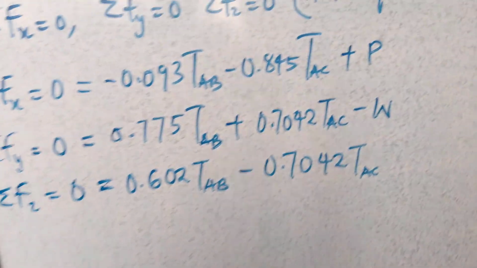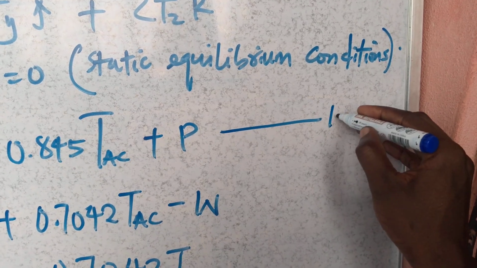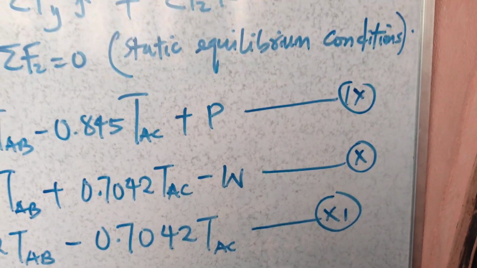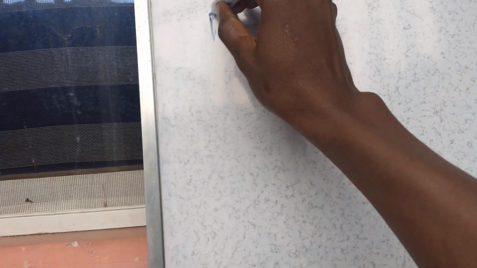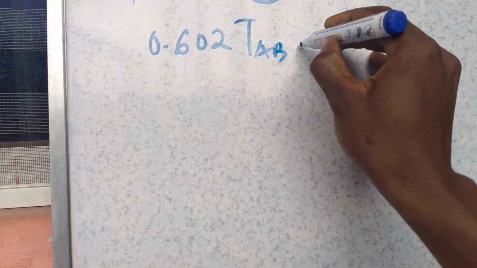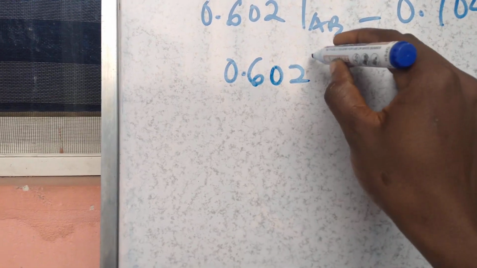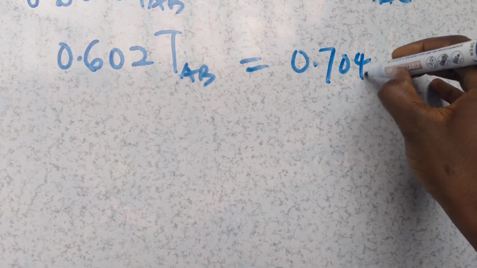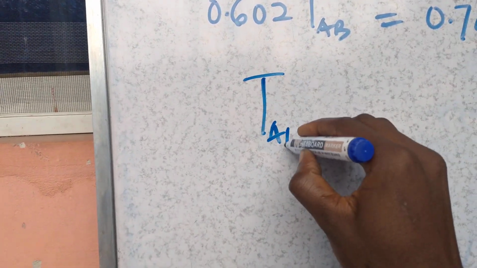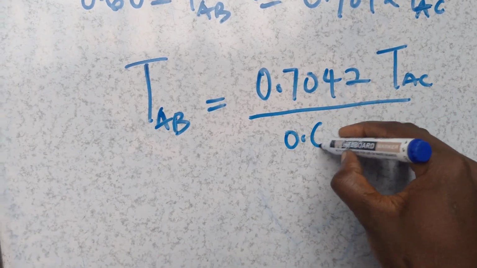Alright, so we can then call this one equation 9, equation 10, and equation 11. Alright, okay, so we come back to this. We say from equation 11, I'll be having 0.602 TAB minus 0.7042 TAC is equal to 0. So 0.602 TAB will be equal to 0.7042 TAC. Okay, and if I divide by the coefficient, that's dividing by this, I have that TAB will be equal to 0.7042 TAC divided by 0.602.